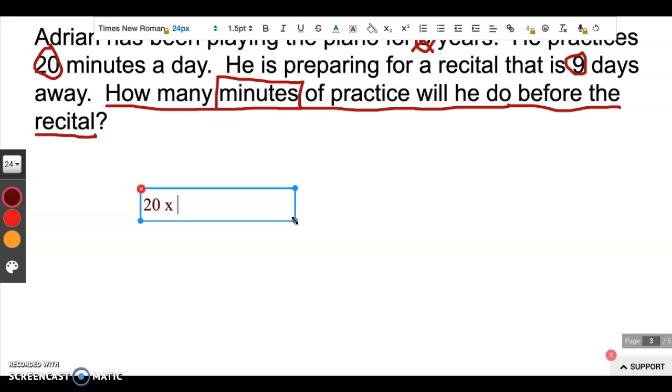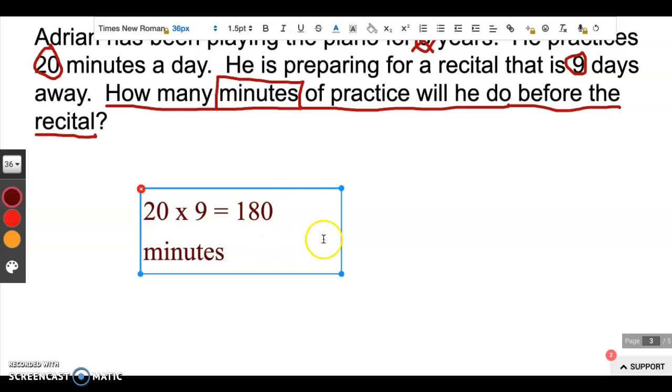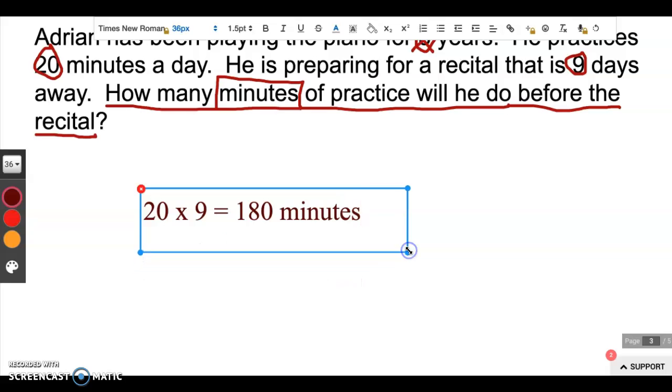Multiply that by 9, because we're doing that 9 times, or I should say Adrian is doing that 9 times. And again, mental math: if it was 2 times 9, I would have 18. Since it's 20, I'm going to add a 0 at the end of that. Looking back at my question, how many minutes? I will label my answer minutes, 180 minutes.